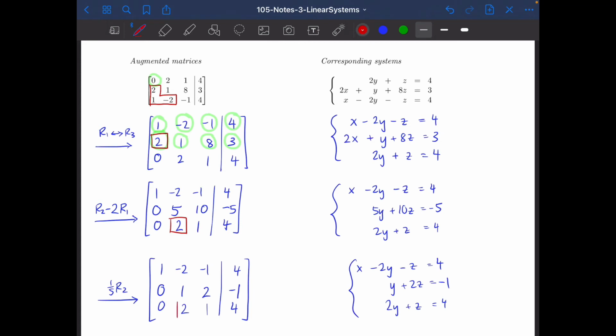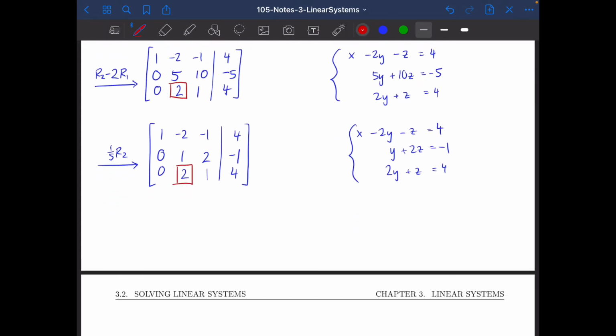Now I'm going to take care of this 2. And I'm going to use the 1 above it in order to do that. So my new row 3 will be row 3 minus 2 row 2. That will give me a 0 in that position. So in the bottom left, I have 0 minus 2 times 0. That is still 0. Next, I have 2 minus 2 times 1, which is 0. That's the 0 I've been looking for. Next, I have 1 minus 2 times 2. 1 minus 4, that's minus 3. And finally, I have 4 minus 2 times minus 1, so that's 4 plus 2, which is 6. That's my new third row.